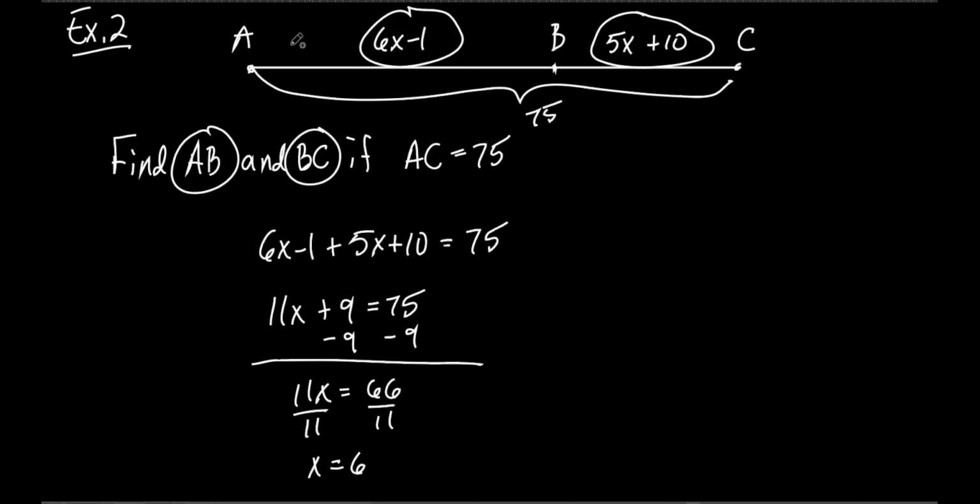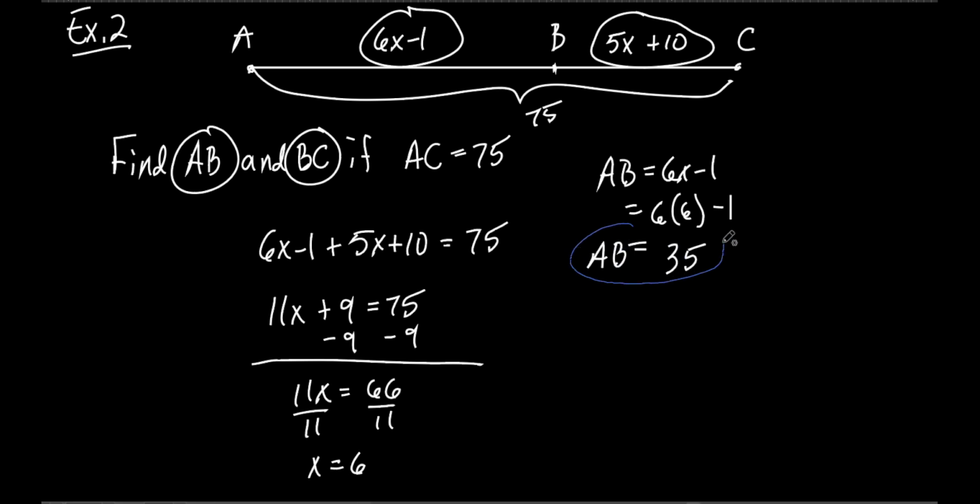So x is 6, but I want to find what AB is. So what is AB? AB is 6x minus 1. So show your work. See everything I'm doing? All the work? You got to do the same thing. So what is this? 6 times 6 minus 1. 6 times 6 is 36. Minus 1 is 35. So AB, the length of AB, is equal to 35.